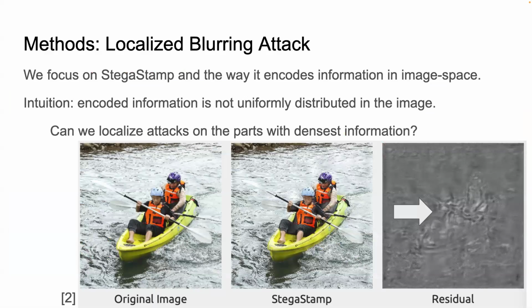Onto the localized blurring attack method, where we focus on the way that StegaStamp encodes information in the image. As we can see, there's more information encoded on the kayak and the people in the kayak than the rest of the image. We can use this information to direct our localized attacks.